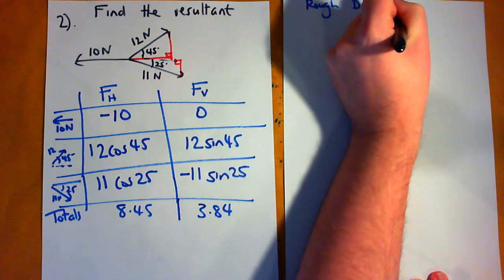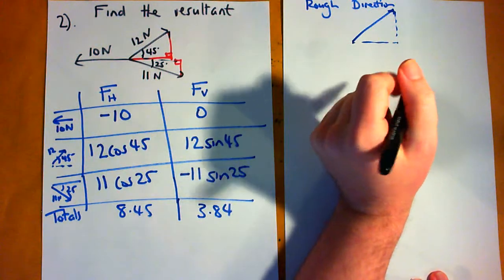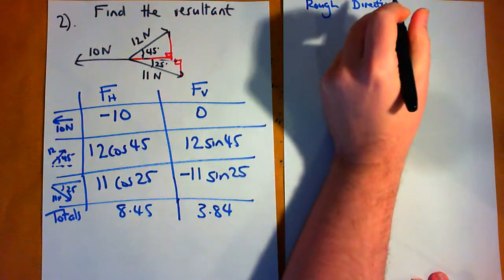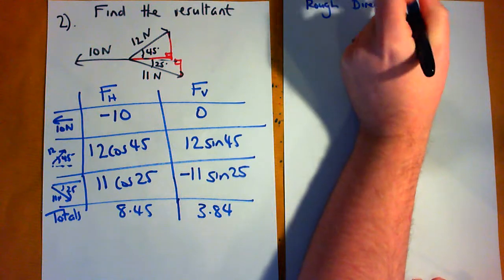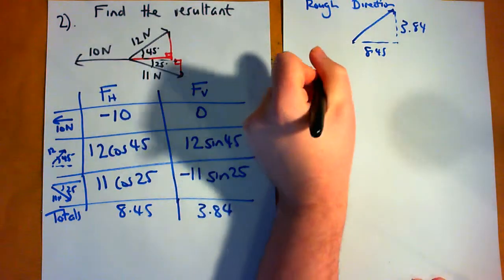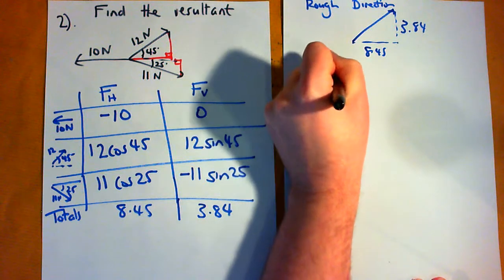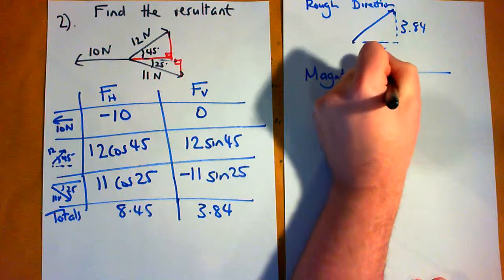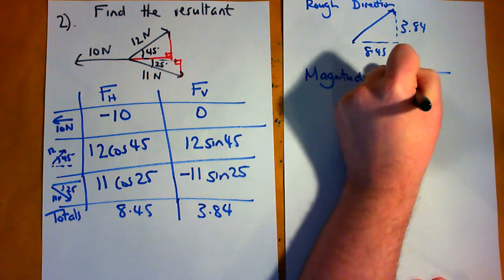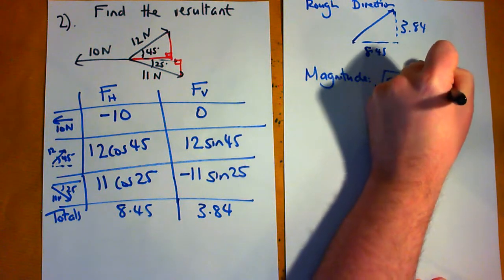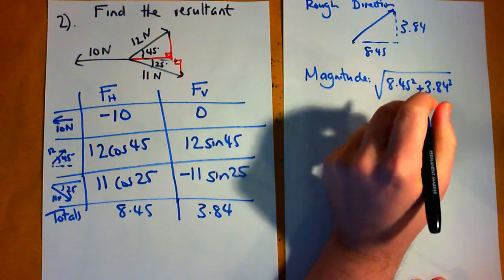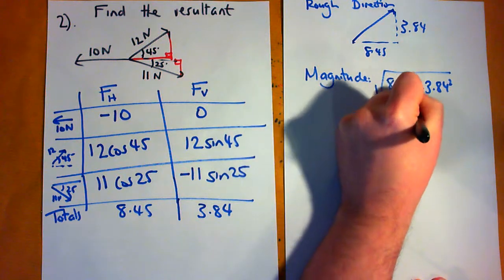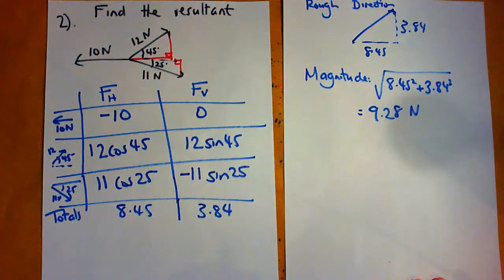Let's draw in what we know. So we know that the horizontal component is 8.45 and the vertical component is 3.84. We're trying to find the magnitude, which means we need to use Pythagoras, which is going to be the square root of 8.45 squared plus 3.84 squared, and if we calculate that we get 9.28 newtons. So we know the length of the resultant.